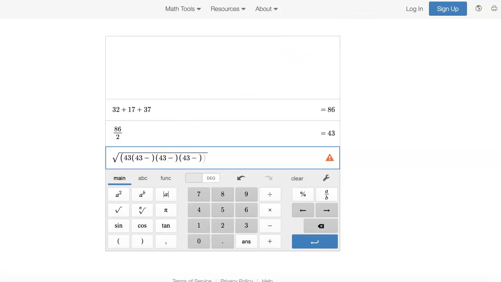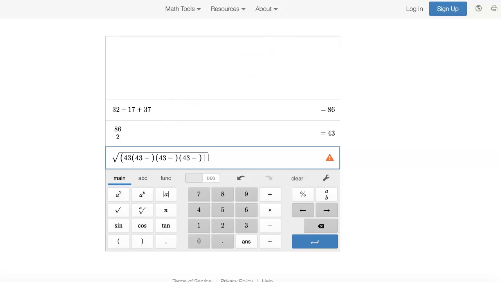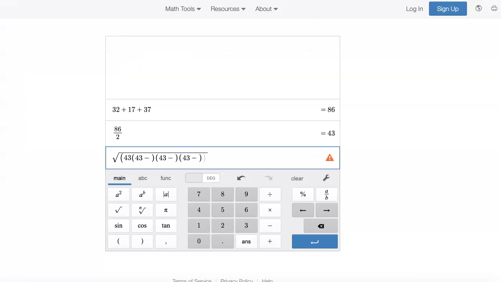And then we need to enter the side lengths of the triangle, sides A, B, and C. So we go back here and we look at the triangle, and it is 32, 17, and 37. And now we finally get our result, 271.64.